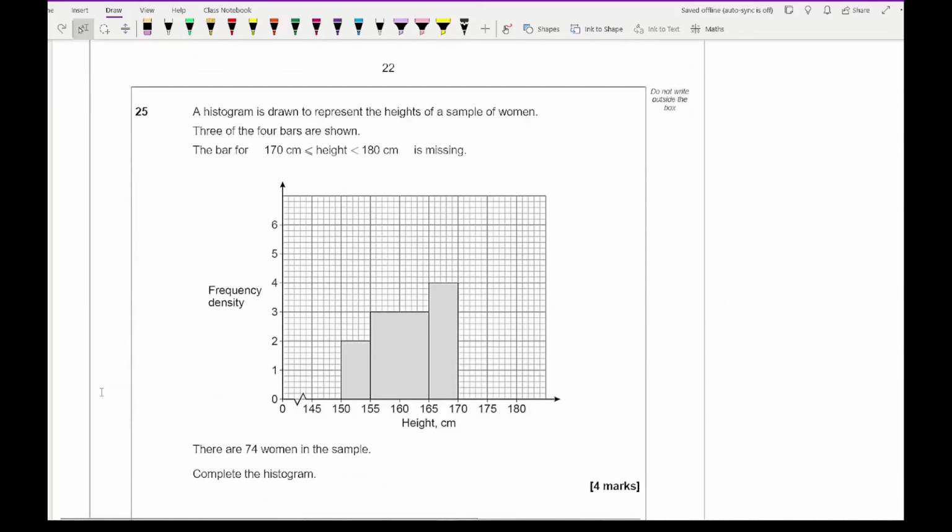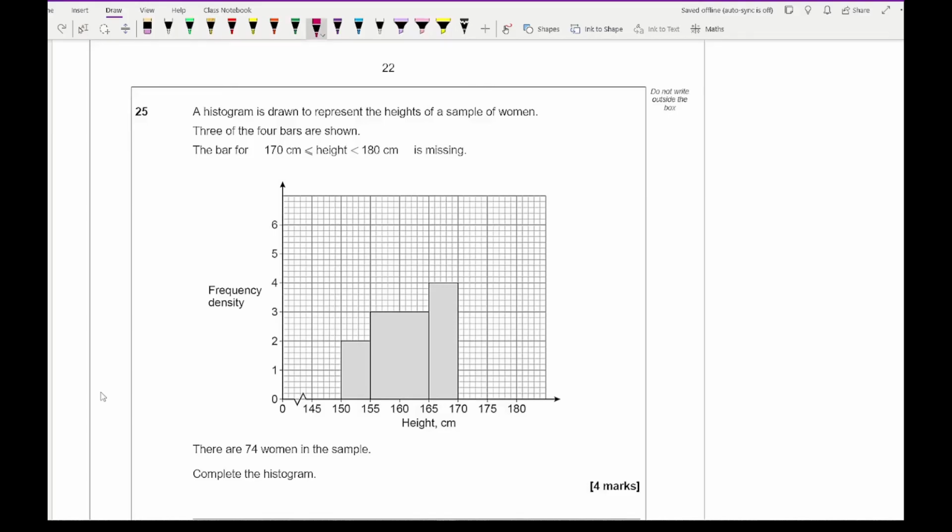Now moving on to question 25, a histogram is drawn to represent the height of a sample of women. 3 of the 4 bars are shown. The bar for 170 to 180 is missing. There are 74 women in the sample. Complete the histogram. So what we need to do first is work out the frequencies for each of these bars.